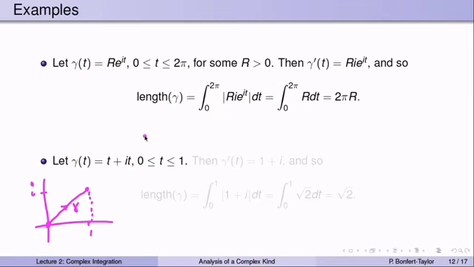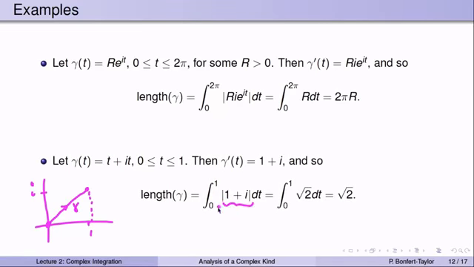Let's see if our formula gives us the same result. Well, first of all, gamma prime of t is 1 plus i. And so the length of gamma is found by integrating from 0 to 1 the absolute value of gamma prime of t, so the absolute value of 1 plus i dt. What is the absolute value of 1 plus i? The absolute value of a complex number can be found by taking the square root of the real part squared plus the imaginary part squared. Both real part and imaginary part are 1. Together that adds up to 2, so square root of 2 is the length of 1 plus i. And so we're integrating from 0 to 1 square root of 2 dt. An antiderivative is square root of 2 times t. We're plugging in 1 and 0, and so we find square root of 2 as the answer. And that's exactly what we expected. This length right here is indeed square root of 2.